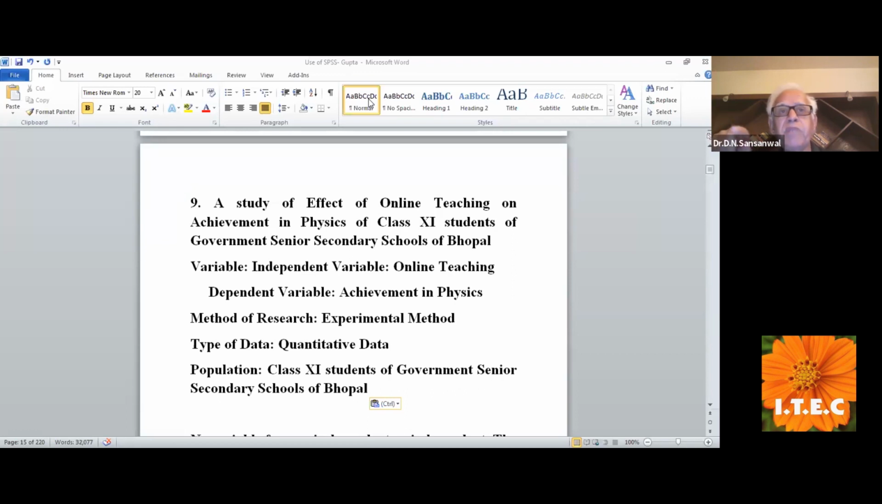And there it must be ex post facto research. Ex means you have to first give the treatment and then you can study. That is why it is ex post facto. X means treatment. You give the treatment, do the experiment, and then study. So I hope you have understood it.